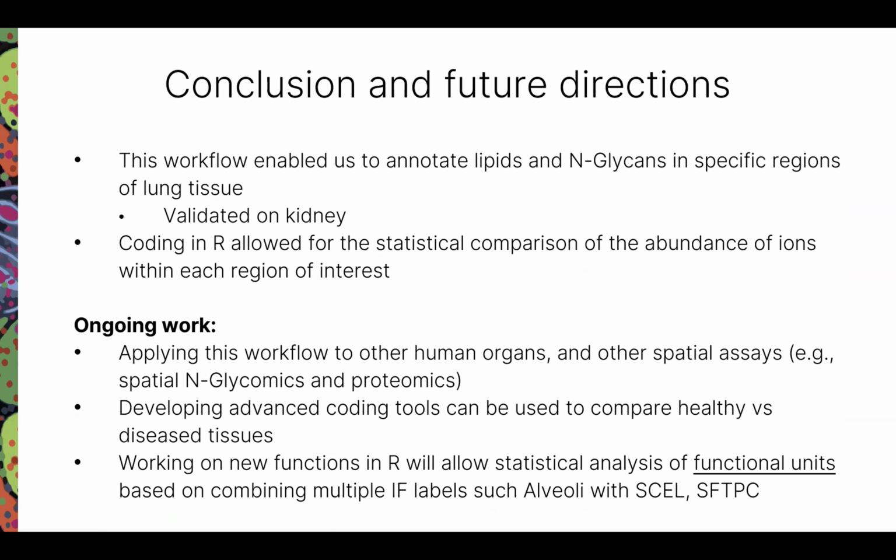And our future applications and ongoing work right now is that we can apply this workflow to other human organs and other spatial assays such as N-glycomics and proteomics. And in future, developing more advanced coding tools can be used to compare healthy versus diseased tissues. And we are right now also working on new functions, developing more the aromics library to allow us to perform statistical analysis on functional units based on combining immunofluorescence labels such as alveoli together with Caveolin or SFTPC and others.